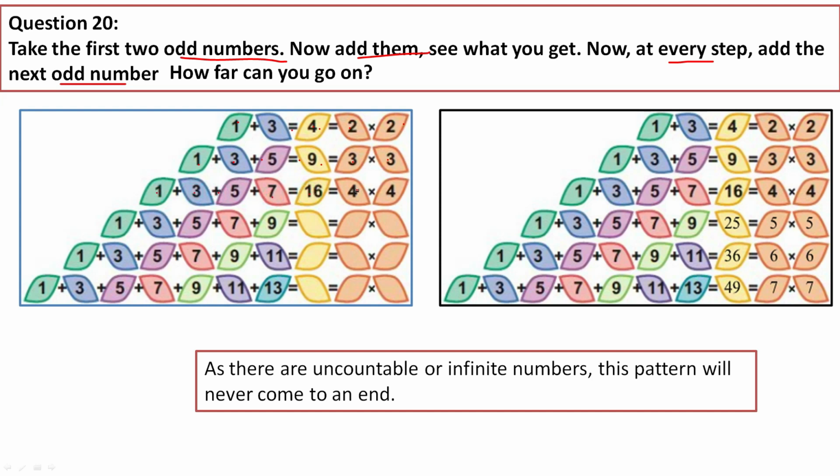Next odd number: 1 plus 3 plus 5 plus 7, the answer is 16. 16 can be written as 4 fours. Next, 1 plus 3 plus 5 plus 7 plus 9 is 25. 25 is nothing but 5 multiplied by 5. Next, if you add the next number you will get 36. 36 is nothing but 6 multiplied by 6. Then you will get 49, 7 sevens are 49. As there are infinite numbers, this pattern will never come to an end.